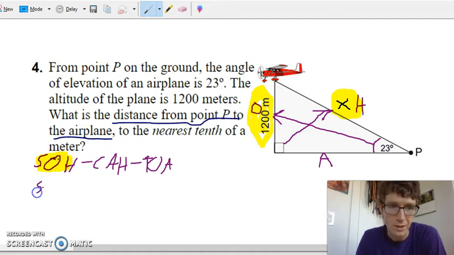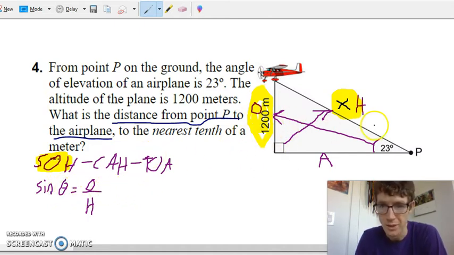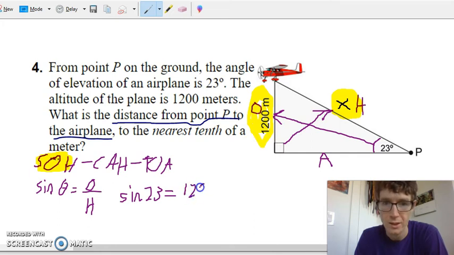So the sine of theta is equal to the opposite over the hypotenuse. So let's plug in our values here. That means it'll be the sine of 23, since 23 is our theta. So the sine of 23 is equal to the opposite over the hypotenuse. So the opposite is 1200 all over, sorry, I said the adjacent, it's opposite over hypotenuse. So our hypotenuse is our x.